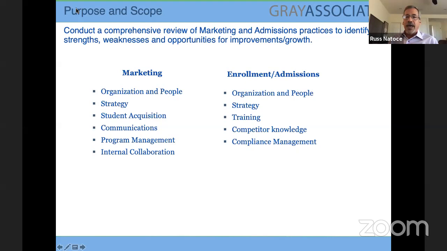And then there's program management. Some institutions spend a lot of time with their marketing team actively involved in determining new programs and where to launch them. In other schools, it's entirely done by faculty and the two never cross. Where the integration takes place is where I see the most value coming from. Same kind of thing with internal collaboration. Is marketing talking to anybody besides marketing? Sometimes that's not the case. In other cases, it's very collaborative. Same kind of approach in enrollment.